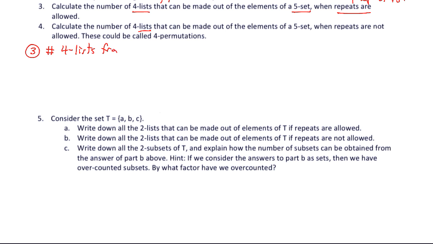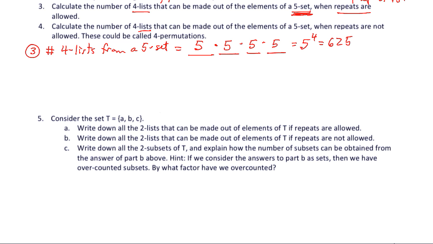So the number of 4 lists from a 5 set. I'm going to build this 4 list in 4 steps, and at each step of the way I'm going to count the number of possibilities I have in choosing the elements of the list. And when repeats are allowed, I can choose any one of the 5 elements at every step of the way. And I'm going to get 5 raised to the 4th, which is 625. 25 times 25.